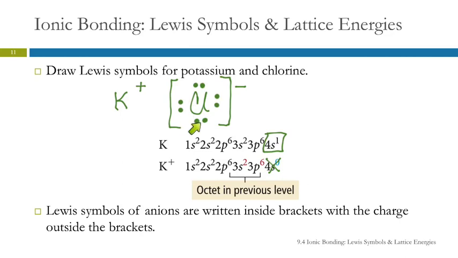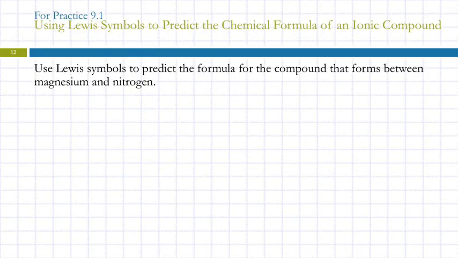Potassium ion and chloride ion then form ionic bonds because of opposite charges, oppositely charged ions. Okay, use Lewis symbols to predict the formula for the compound that forms between magnesium and nitrogen.